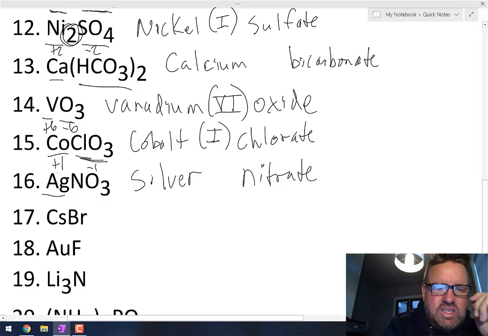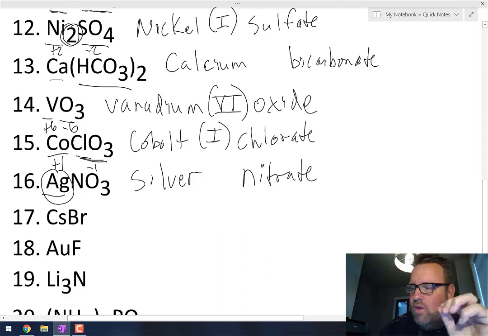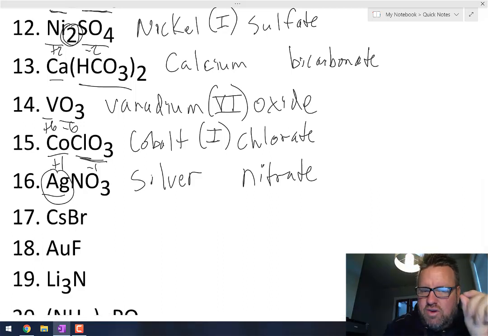Okay, now with silver, do I need a Roman numeral there? No, I do not, because remember, aluminum, zinc, and silver are the 3 in that transition metal area that never change their charge. So it's just silver nitrate. I leave it like that.